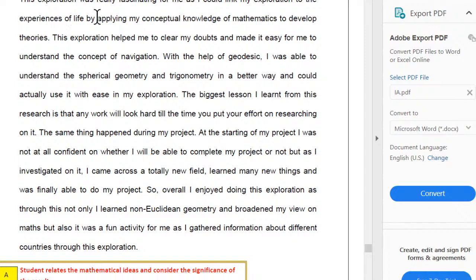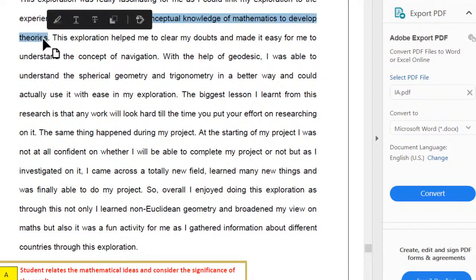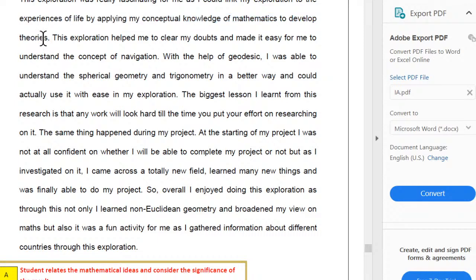Conclusion. This exploration was really fascinating for me, as I could link my exploration to the experience of life by applying my conceptual knowledge of mathematics to develop theories. Yes, this is what personal engagement is about: applying your knowledge to a theory or another problem. Okay, it's not about how much you like the topic. This cleared my doubts and made it easier for me to understand the concept of navigation.